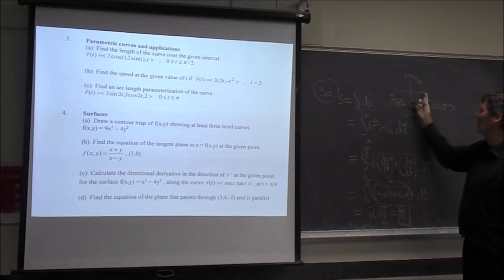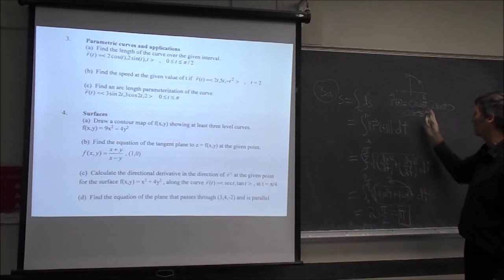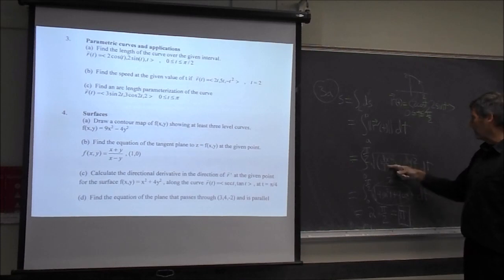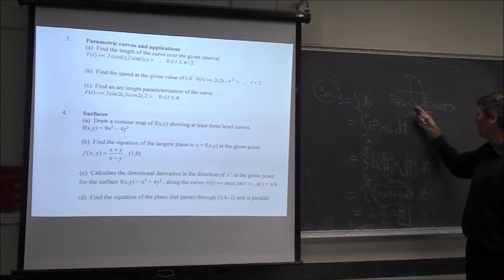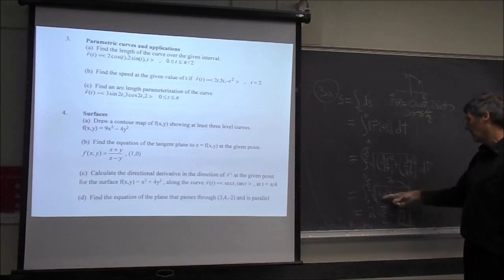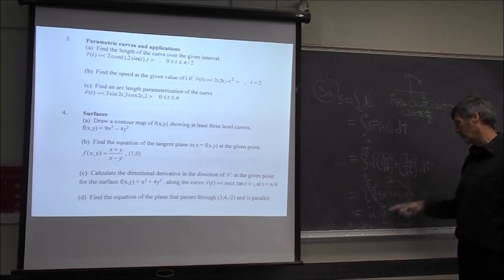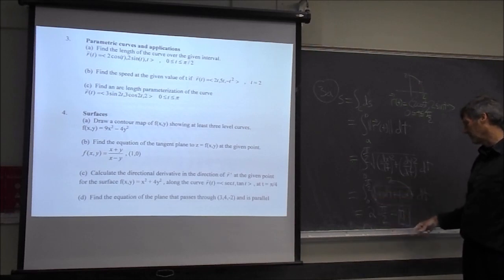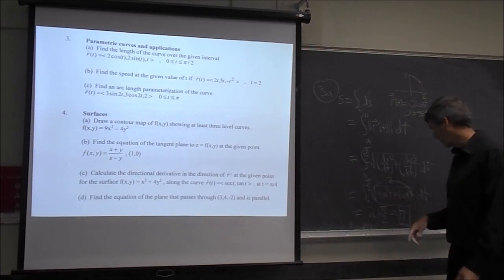If we're given the arc of the circle 2 cosine t, 2 sine t, with t running from 0 to pi over 2, then we replace dx/dt with minus 2 sine t and dy/dt with 2 cosine t. And we wind up in here with 4 sine squared plus 4 cosine squared, which is 4, and its square root is 2. If we integrate 2, we just get 2t. Plug in pi over 2 and 0, we get 2 times pi over 2. Wouldn't you know, in math class, the answer is pi.